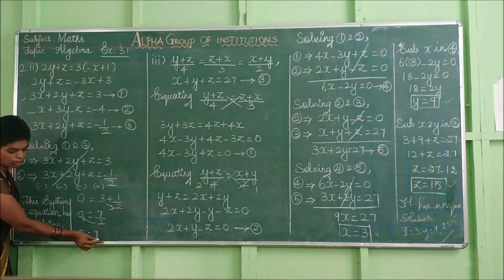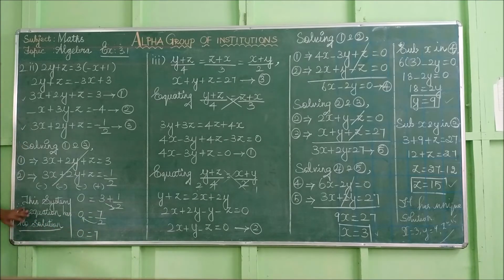So 0 is equal to a given number. So your system of equations contains no solution. At last you can write it like this: it contains no solution. So listen, it will be solved easily. First of all, you check the equations.